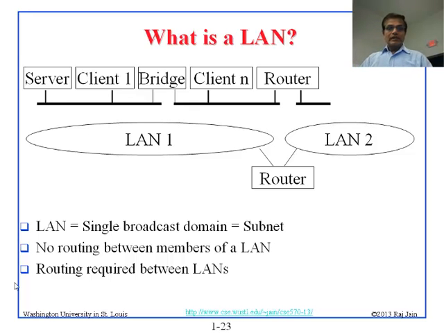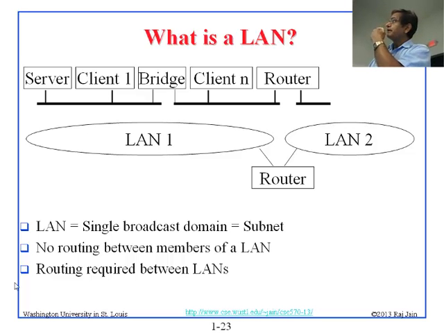But if you go to another LAN, then you need the IP address, you need the router, and so on and so forth, between the two LANs. So here you have LAN 1 and LAN 2, and you need a router. That means these people will broadcast, but those people will not hear those broadcasts, right?